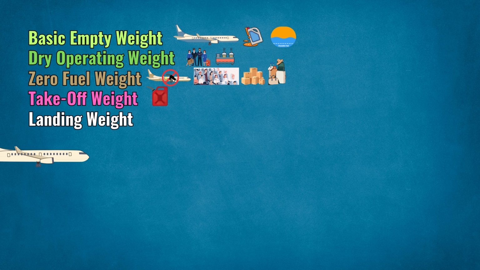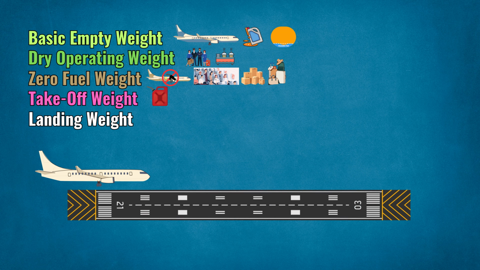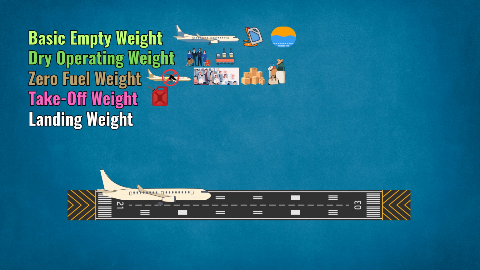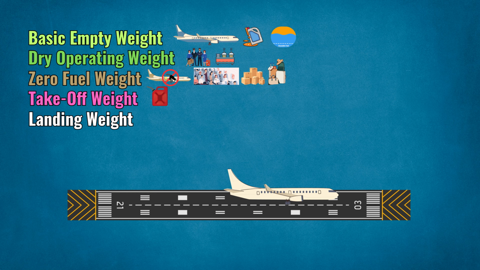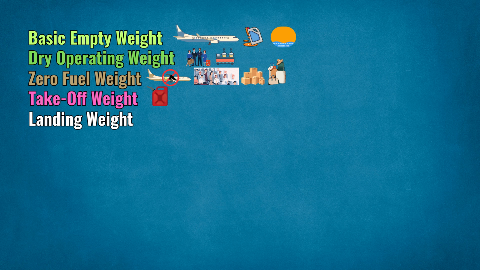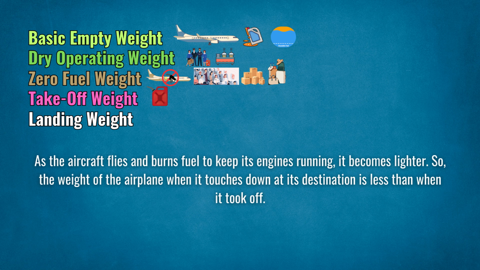Landing weight. Landing weight refers to the weight of the airplane when it's ready to land. Simply put, it's the takeoff weight minus the fuel burned en route. Fuel consumption plays a significant role in this weight calculation. As the aircraft flies and burns fuel to keep its engines running, it becomes lighter. So, the weight of the airplane when it touches down at its destination is less than when it took off.